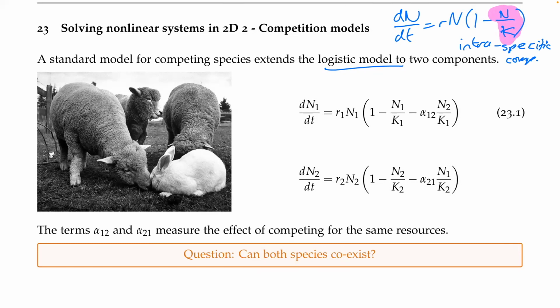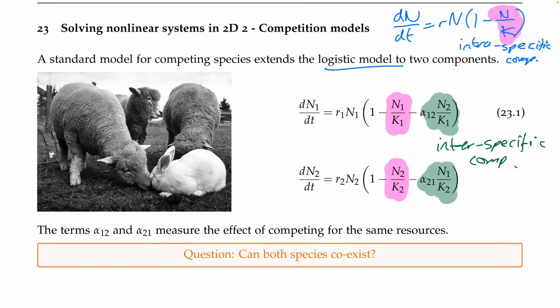What we're going to do now is we're going to extend that to 2 species, where we still have, for each species, an intra-specific competition term. So this term in pink. But now we're also going to have this interspecific competition term. So this is interspecific. So that's between species. So intra is within species, inter is between species.